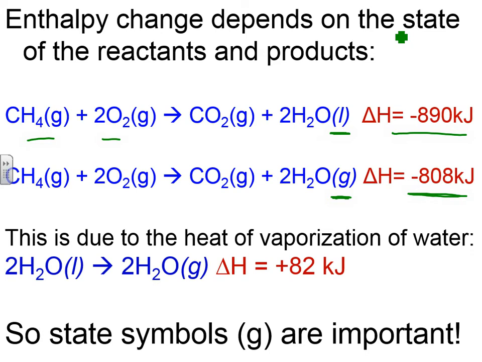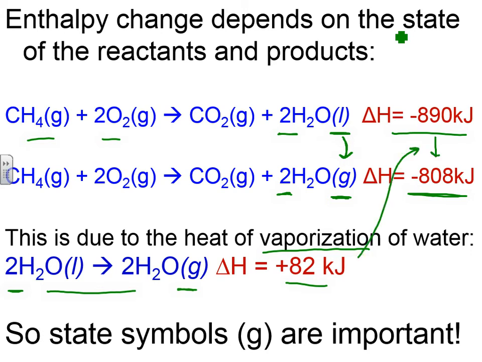And the reason for this is because going from a liquid to a gas requires you to put in about 80 kilojoules. In fact, this process here, since we have 2 moles of water here and 2 moles of water here, if you want to boil 2 moles of water from a liquid to a gas, you have to put in about 82 kilojoules of heat. This is the heat of vaporization of water. This is a physical process, but we can show it as a reaction. So the difference between these two values is actually 82 kilojoules.